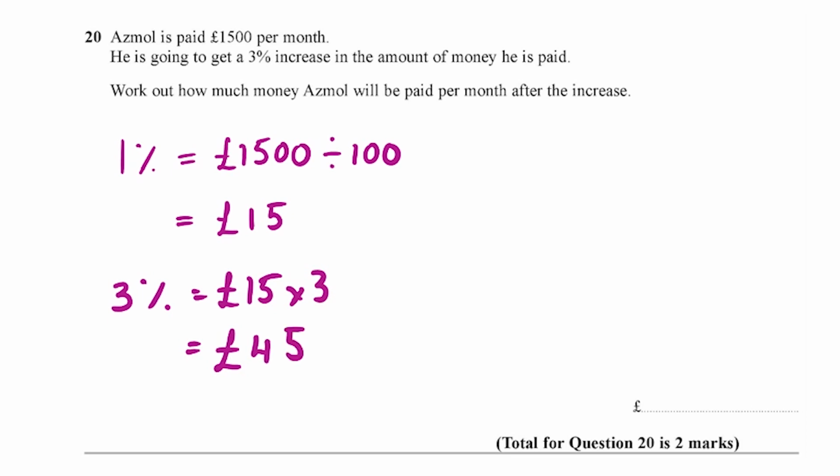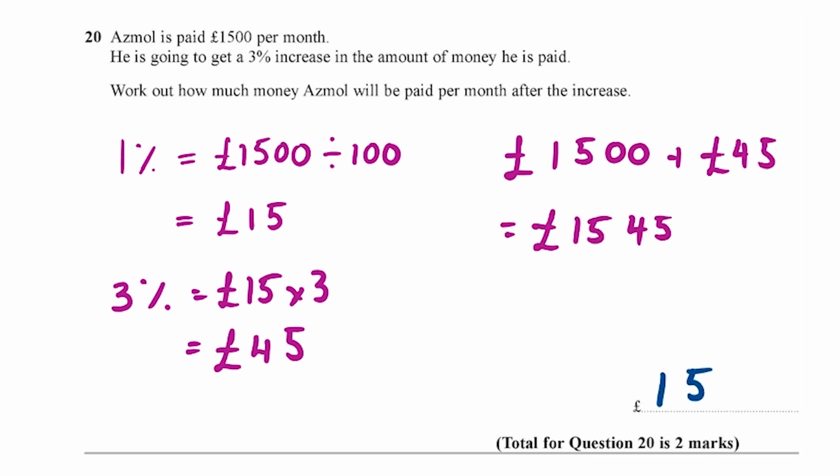So 3% is £45. The amount that he's going to be paid per month now after the increase is, well, he's going to get an extra £45. So if we add that on, we get £1,545.